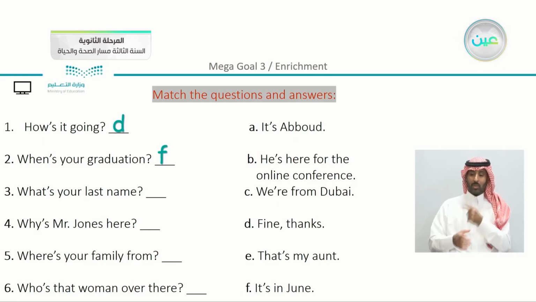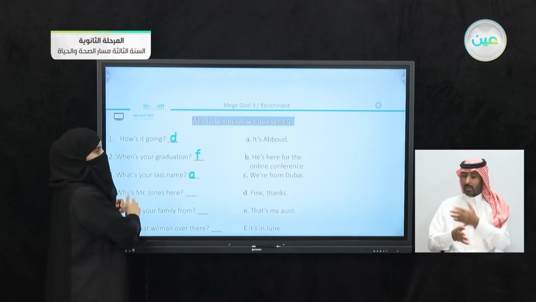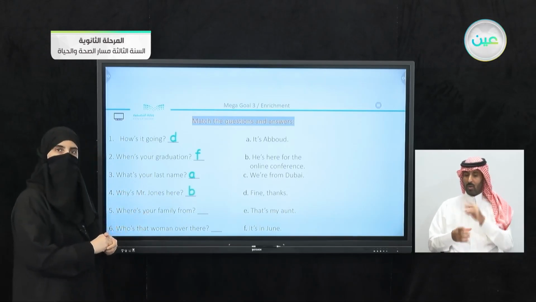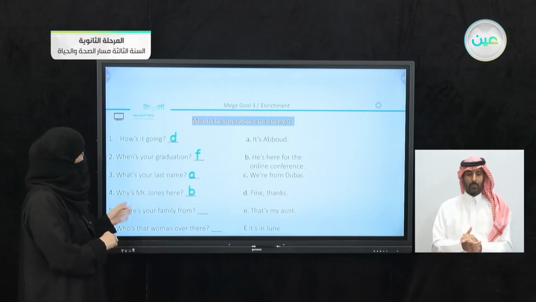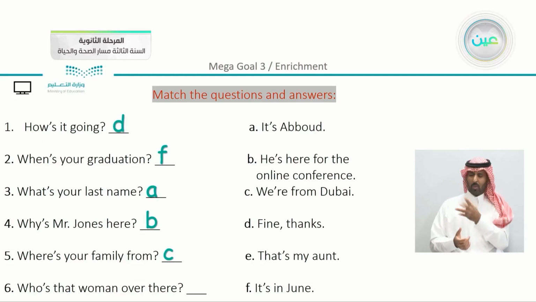What's your last name? We are asking for information, so we have here A. Why is Mr. Jones here? We have an answer. We can say B, he's here for the online conference. Where is your family from? We're asking also about a place, so we have here C, we're from Dubai. And the last one, who's that woman over there? We're asking about a person. That's my aunt, which is A.